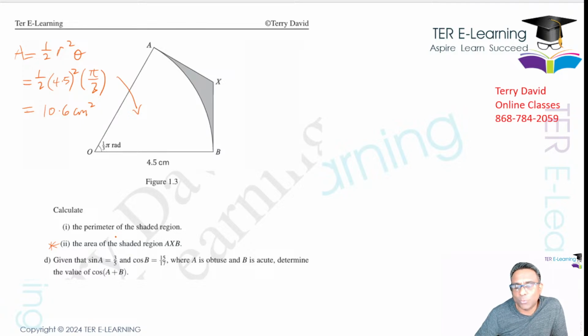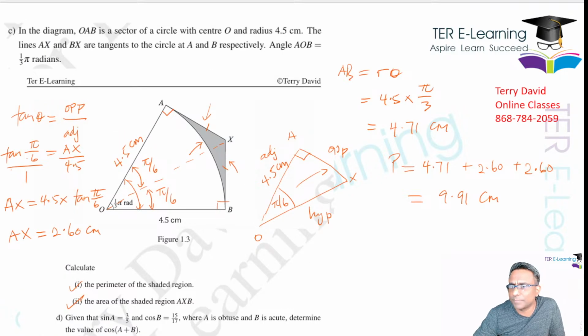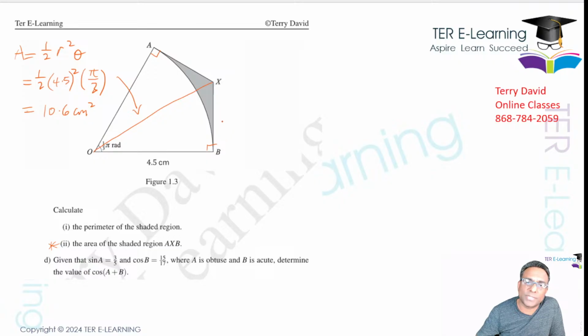What I need to do is work out the area of the whole shape. If you think about it, we just divided this up into 2 right angle triangles. We worked out the length BX. Yeah, we worked out AX and BX. We got 2.6, so this length here is 2.60 cm, and this here is also 2.60.